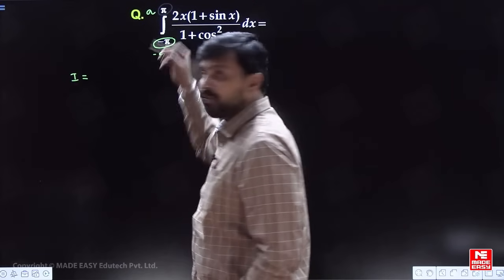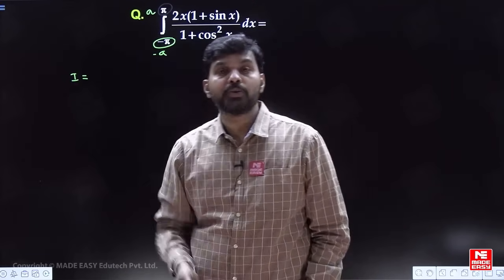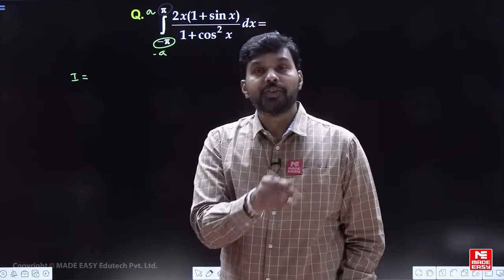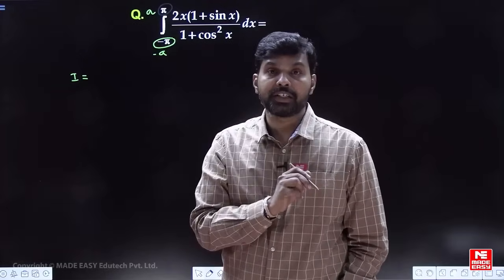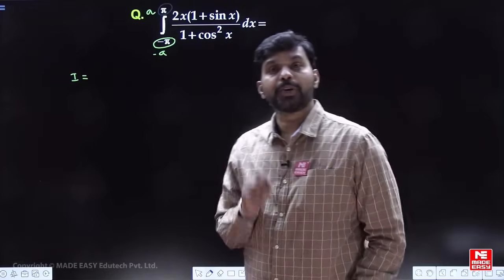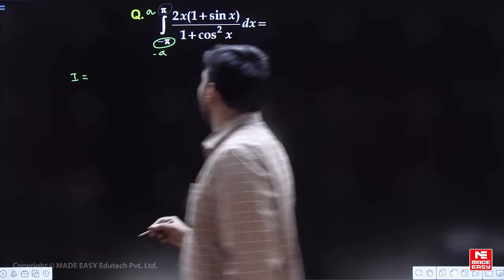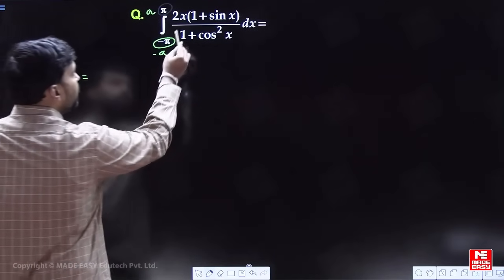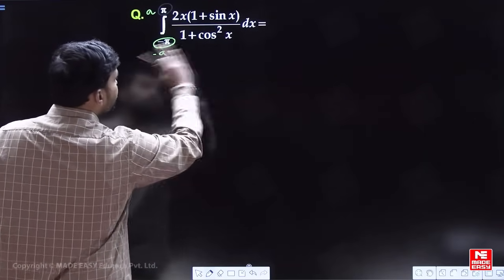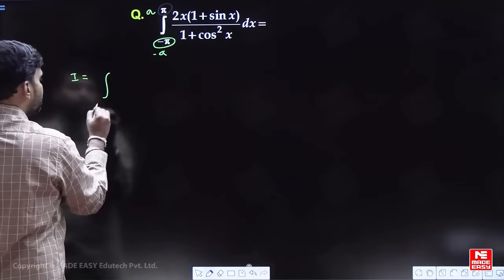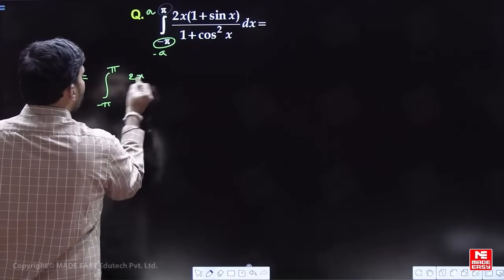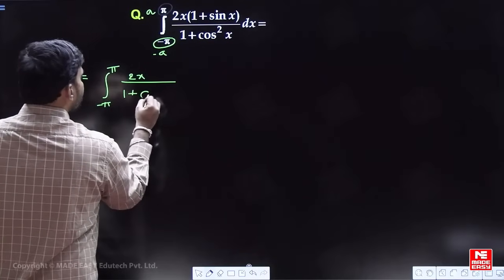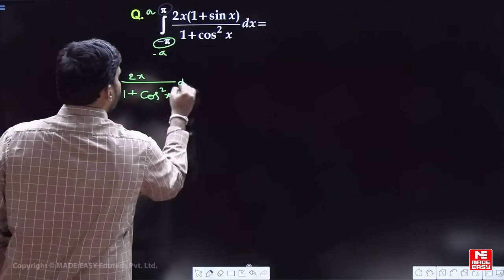So whenever the integral limits are -a to a, we have to check whether the function inside is an even function or an odd function. According to that we have to apply the properties here. To understand clearly, let us multiply inside and split the integration here, that is from -pi to pi, this is 2x by 1 plus cos square x dx.